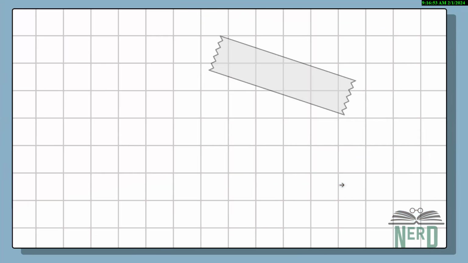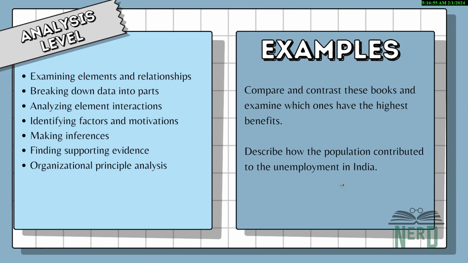Next we have the analysis level. Well, this is like being a detective who looks at all the clues and tries to figure out how they are connected to solve a mystery. When you are analyzing something, you break it down into smaller parts, see how these parts relate to each other and try to understand the bigger picture.